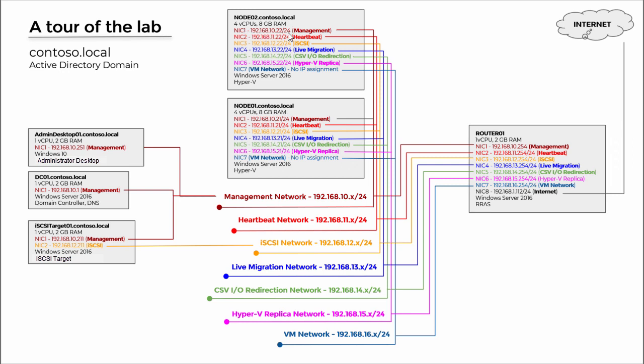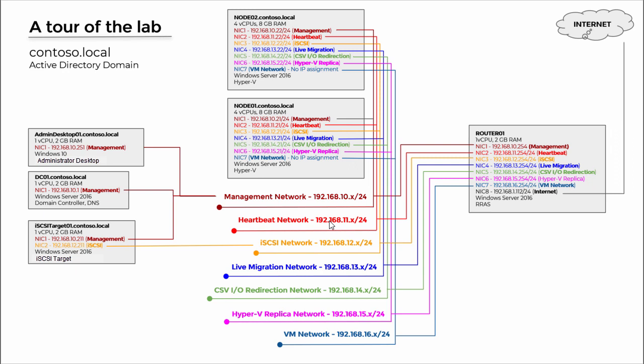NIC 1 is connected to the management network. This management network will be used for management purposes of the Windows servers, including the management of Hyper-V hosts and the virtual machines. The management network of Hyper-V hosts must have connectivity to infrastructure services such as Active Directory, DNS, and etc. In this lab demo, it can be seen where all these virtual machines are connected to a single management network. NIC 2 is connected to Heartbeat network.